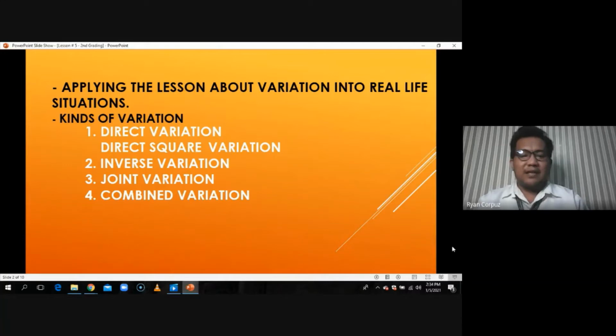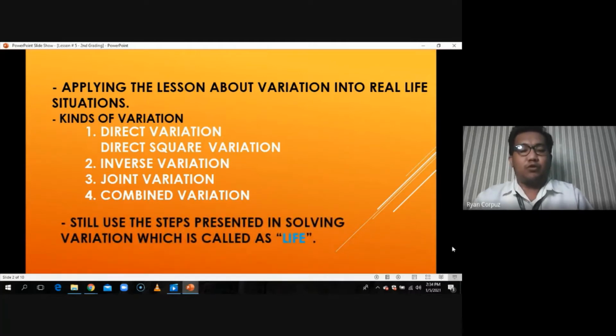When we discussed those different kinds of variation, if you noticed, we only applied the same steps. From direct variation up to combined variation, we applied the same steps. And the steps that we applied in solving those kinds of variation are also the same steps that we are going to use to solve the problems that we will encounter today, which are problems in real life. We still apply our steps that we call LIFE.